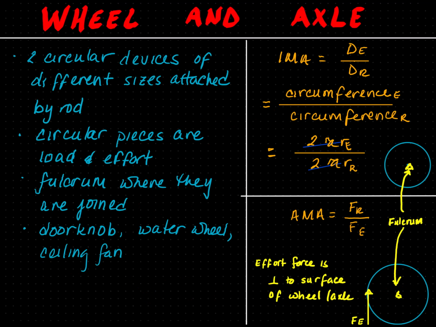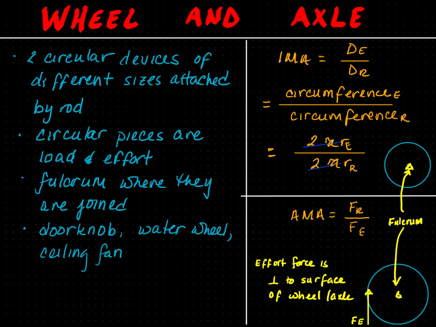Wheel and axle is the second type of simple machine. It is 2 circular devices of different sizes attached by a rod. The rod is your fulcrum or pivot point, and of the 2 circular pieces, one will be called the wheel and one will be called the axle, and they will be load and effort. If the wheel is the load, then the axle must be the effort. If the axle is the load, then the wheel has to be the effort. The fulcrum is where they are joined together. Examples of this are a doorknob, water wheel, or a ceiling fan.